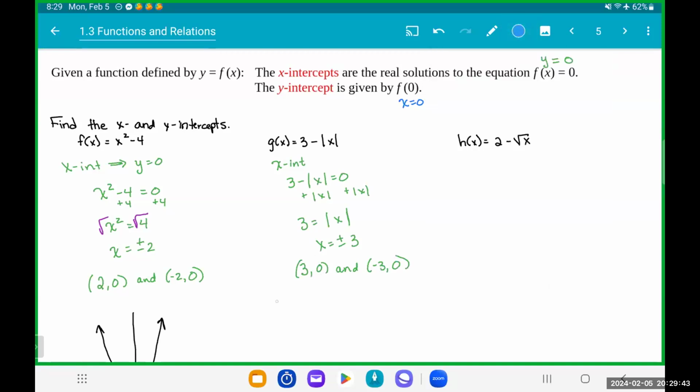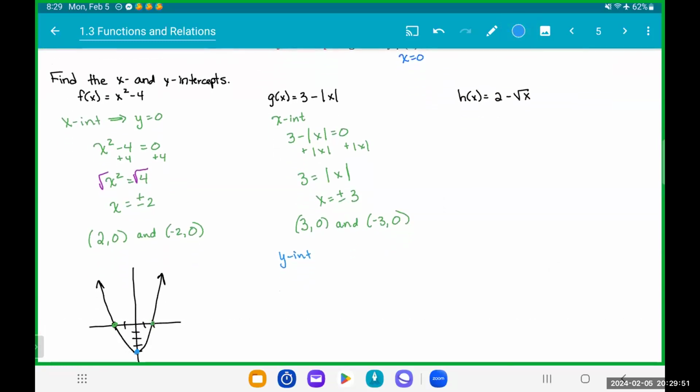Similarly, we could do our y-intercept. Remember, we want to set x equal to 0. So we're looking at f of, or in this case, g of 0 equals 3 minus absolute value of 0. And so that simplifies to 3. And so I have a y-intercept when x is 0, y is 3.